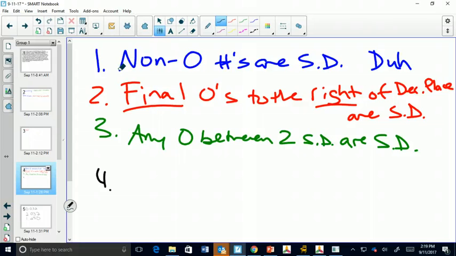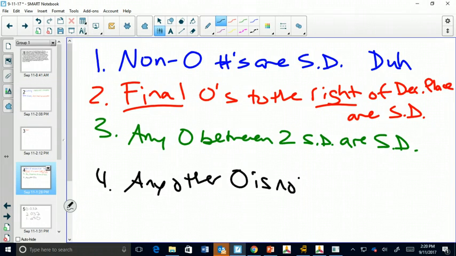Placeholder zeros are not significant. I think it's the stupidest rule in the entire world, because you have to try and figure out what "placeholders" means, right? So I say it this way: any other 0 is not a significant digit. If it doesn't meet those 2 criteria, it's not significant.